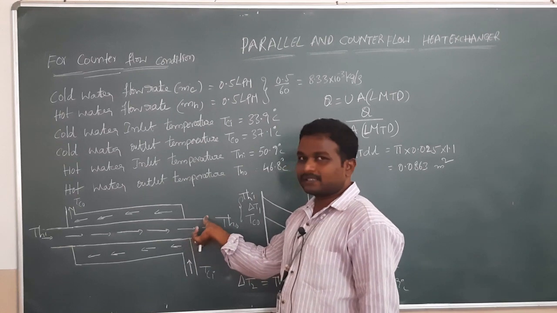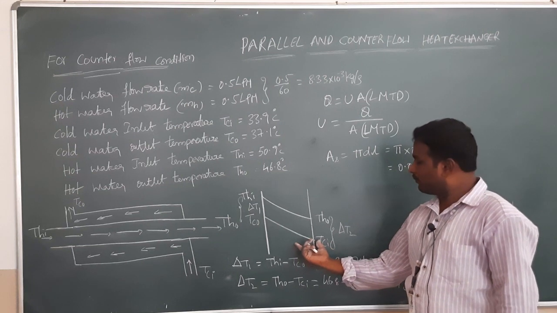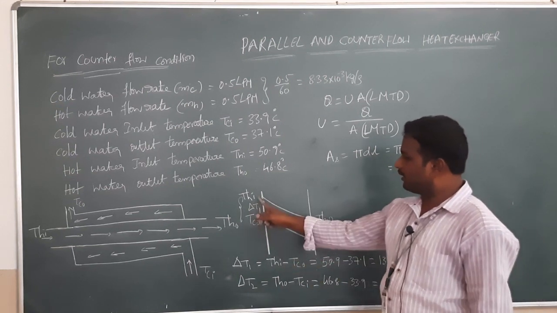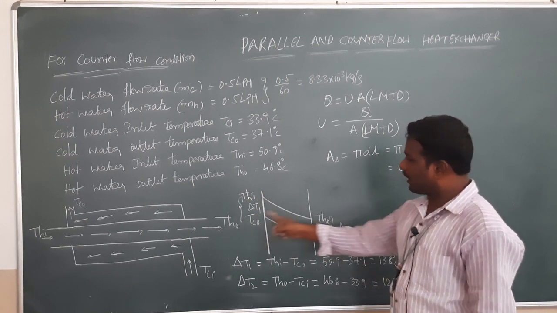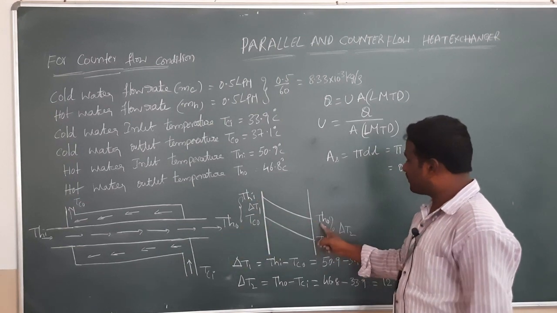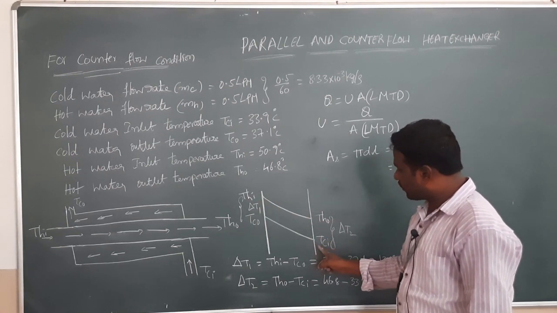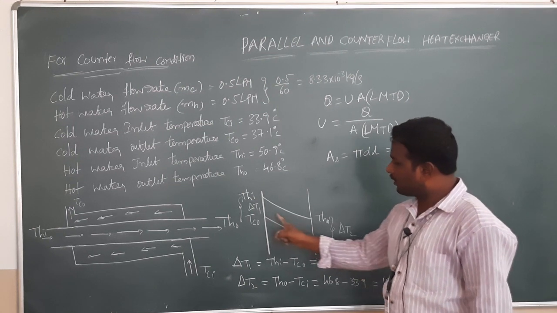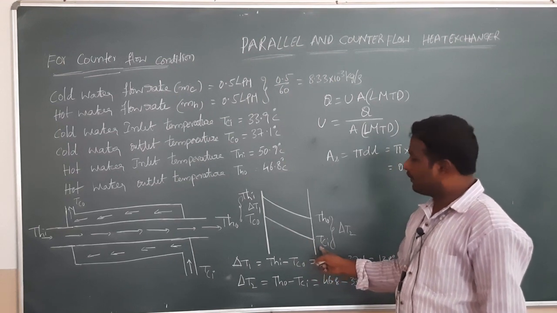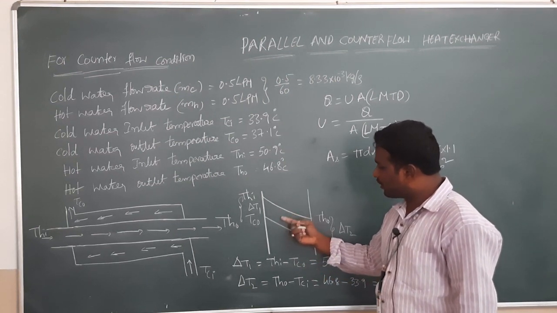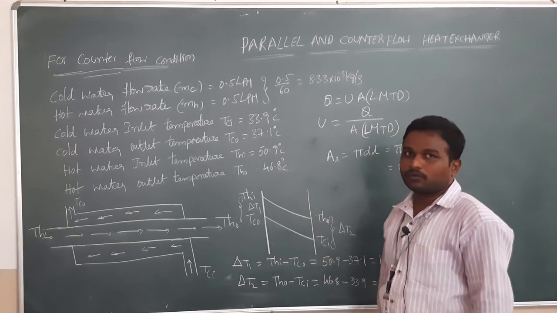This one is the heat exchanger setup. This is the temperature profile of both the hot and cold fluids. Initially, the temperature of the hot fluid is high, and at the outlet of the tube the temperature is low compared to the initial value. Coming to the cold fluid, initially the temperature is low, and at the outlet of the tube the cold fluid temperature is high compared to the initial value, because the cold fluid absorbs heat from the hot fluid. Here the hot fluid loses heat to the cold fluid.